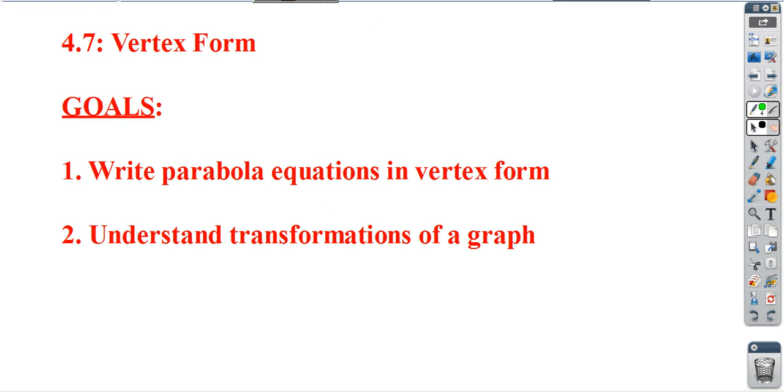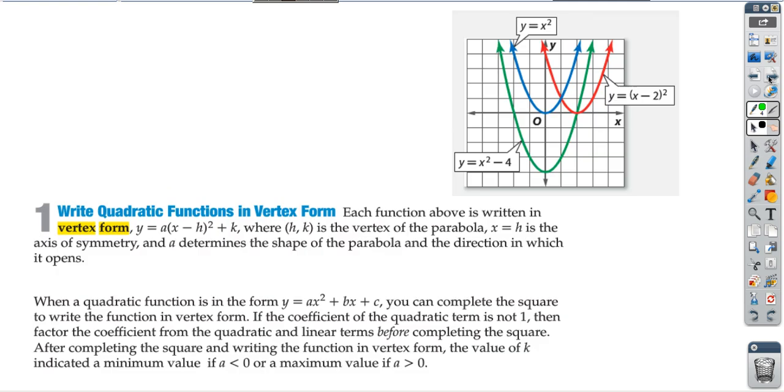Alright, so section 4.7 is on something called writing quadratic equations in vertex form. We want to do two things. Number one, be able to write them in that form, learn how to do that. And secondly, understand how that relates to what's called transforming a graph. So that means moving it up and down, right and left, and so on.